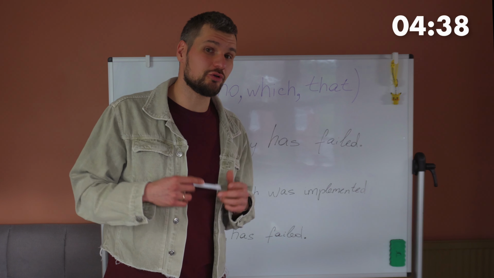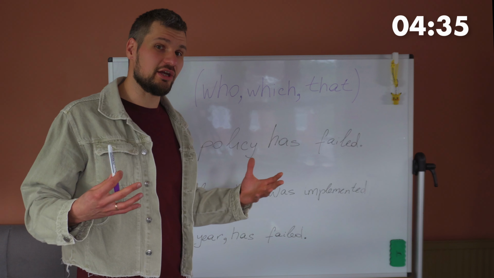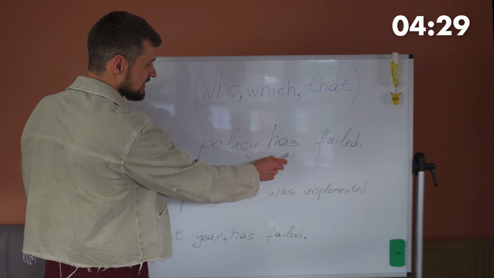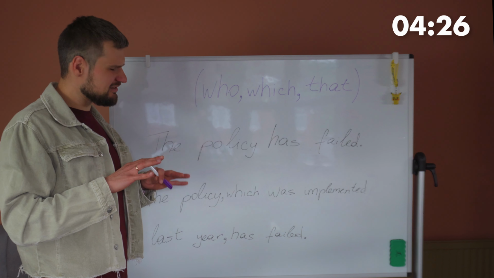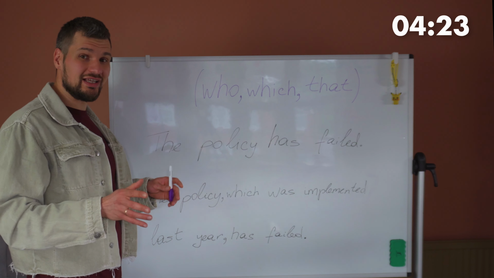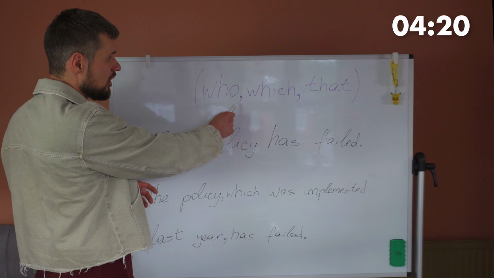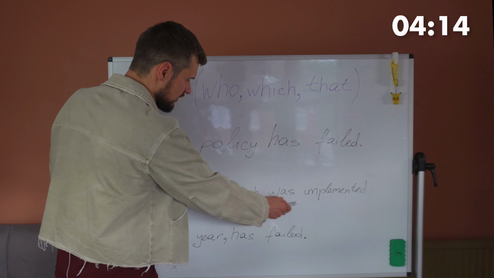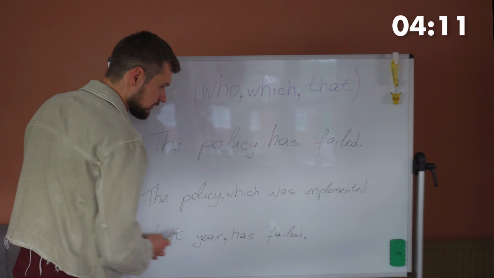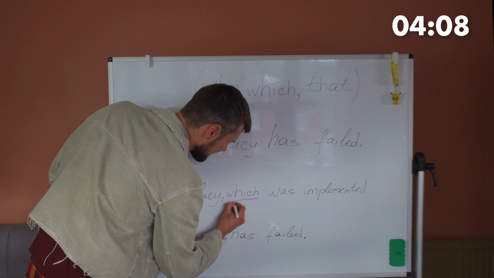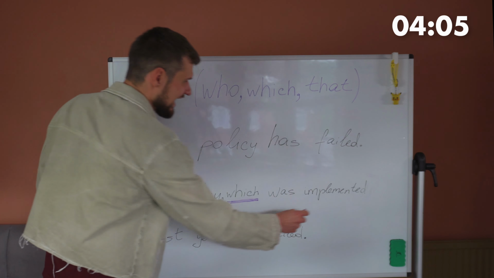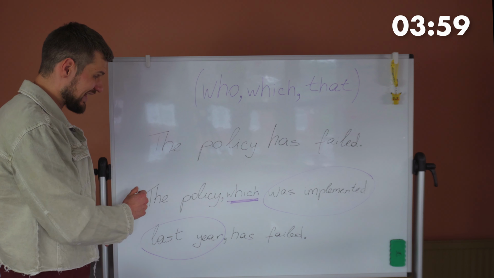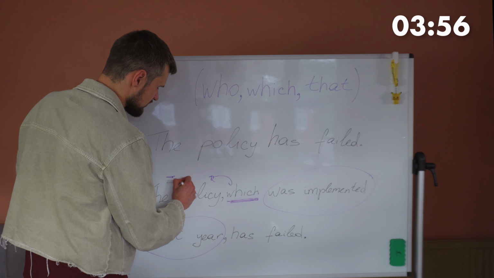Now, the very first technique that I'm going to show you is useful for adding additional information about the subject. So here's a simple sentence. The policy has failed. But if you know any additional information about the policy, then you can add it by using one of the pronouns. Who, which, that. In this case, we're using which. So the policy, which was implemented last year, has failed. Okay, and all you do, you just add this pronoun and add all this additional information. And now you have a complex sentence. You add it after the subject.